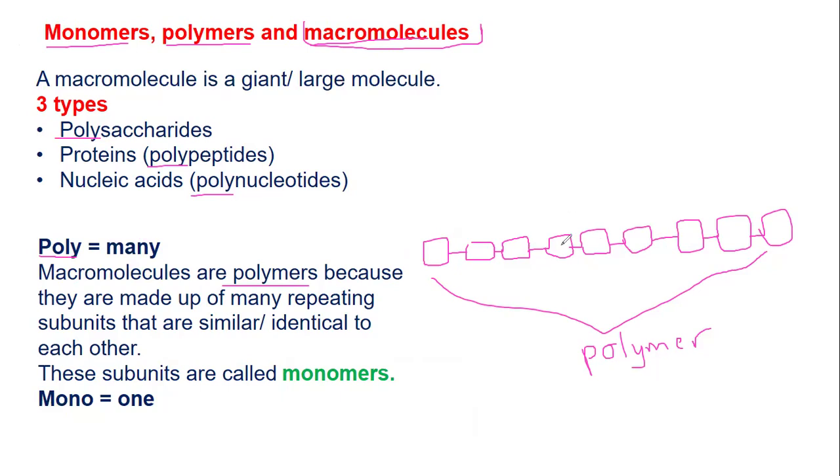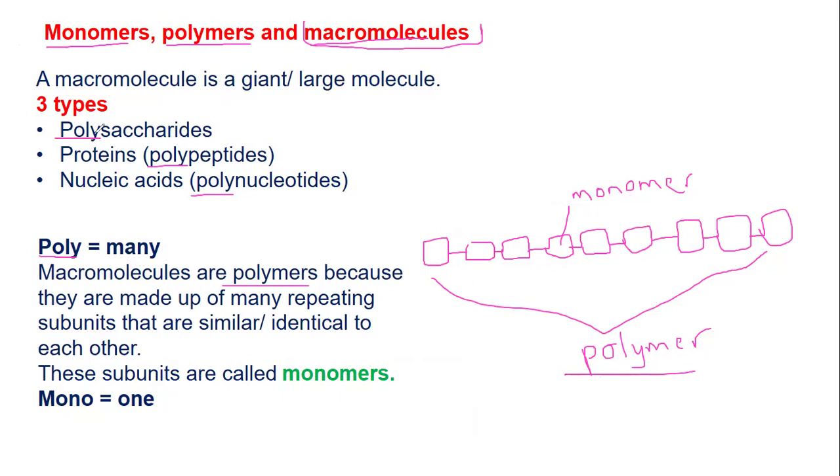These subunits can also be called monomers. Mono means one. So a monomer is a subunit that can be joined to form a polymer. So polymers are made up of monomers. So this is a monomer, another monomer, another monomer, another monomer. And when they are all joined together to form a very large molecule, they form what we call a polymer.